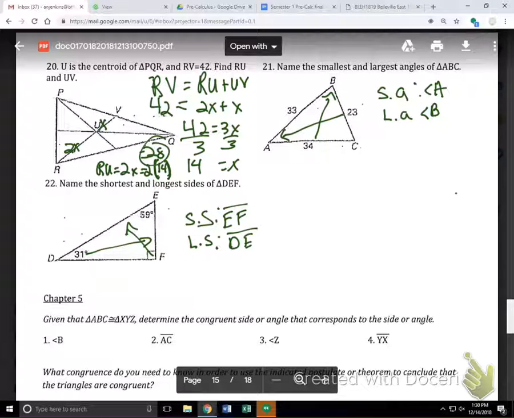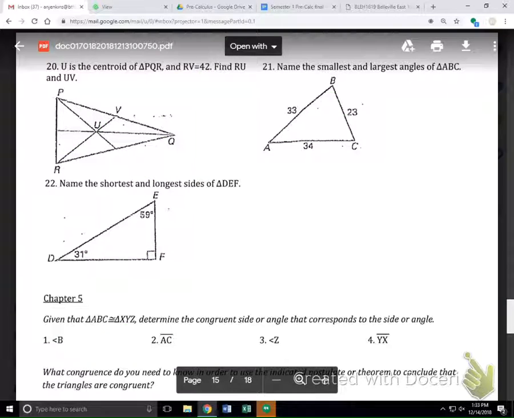Okay, our next group is talking about being congruent and given that congruent statement. So we know that triangle ABC is congruent to triangle XYZ, and we need to determine the congruence of each part. So if we are given angle B is congruent to angle Y, because they're in the same spot. We also know that AC is congruent to XZ.